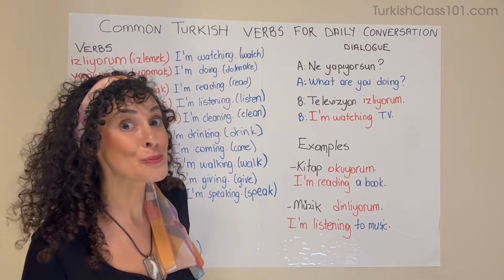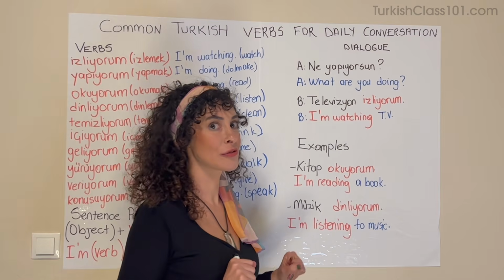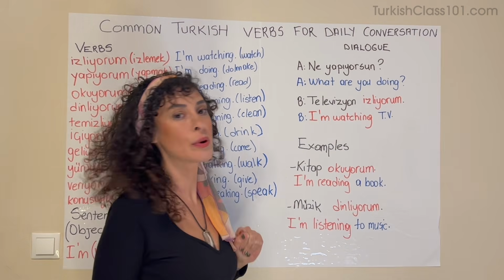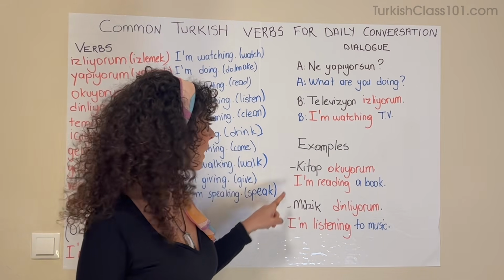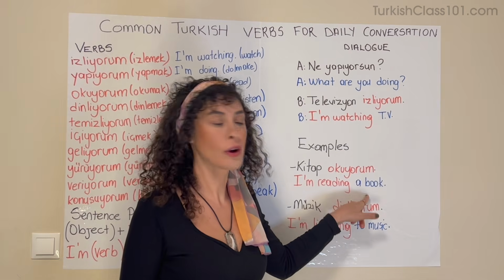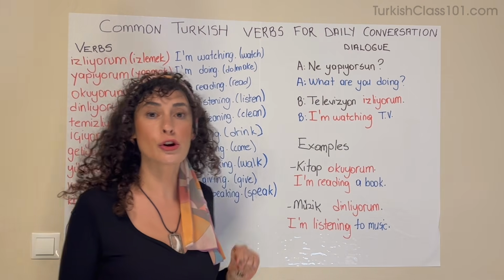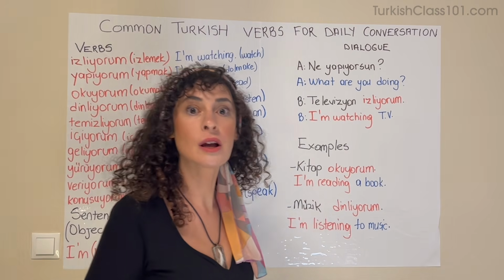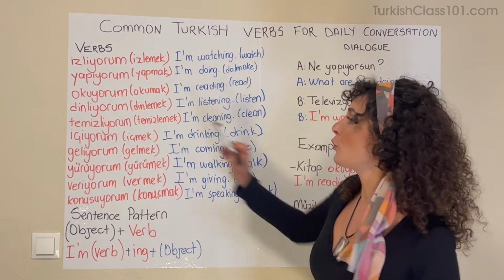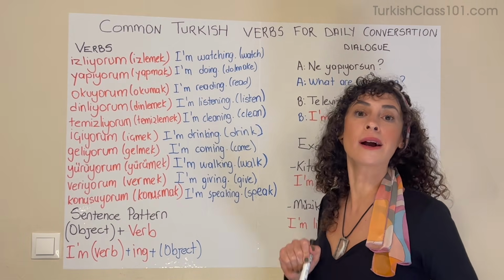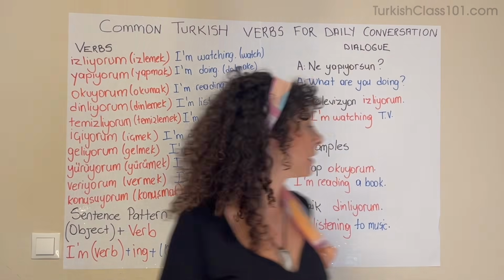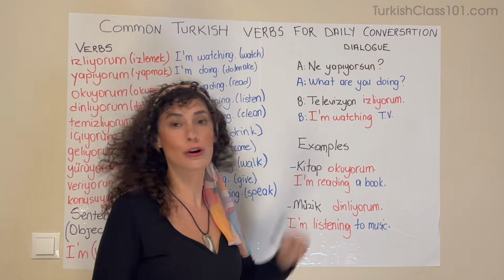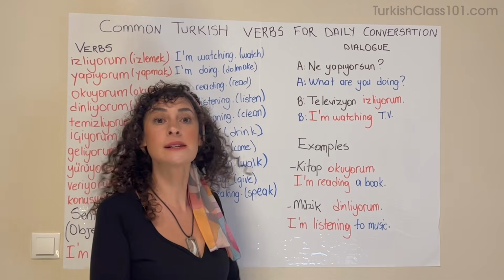Let's see 2 more examples. We have 2 different examples here. Kitap okuyorum. I'm reading a book. Here you will see the verbs in red. Okuyorum. Do you remember the dictionary form of okuyorum? It is okumak. Kitap okuyorum. Object, verb.